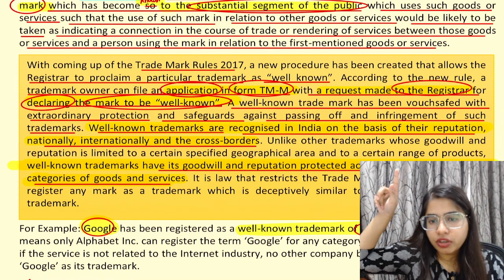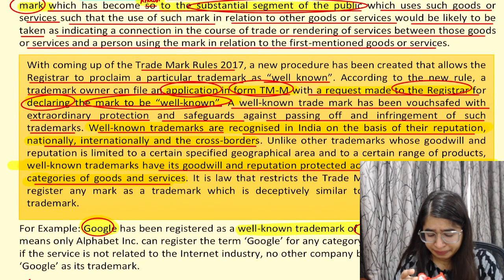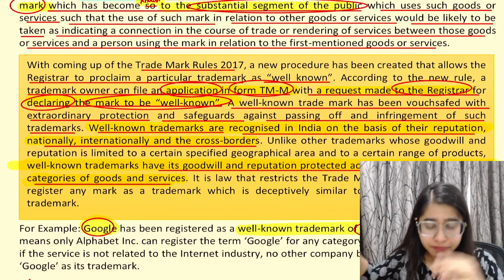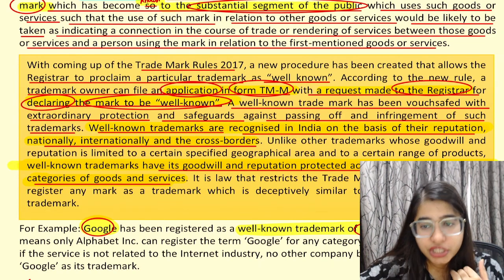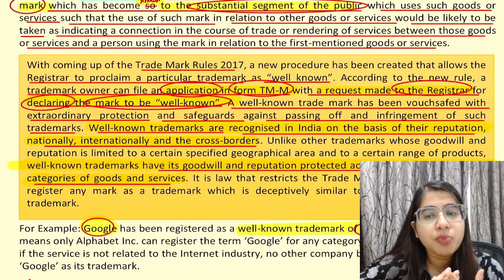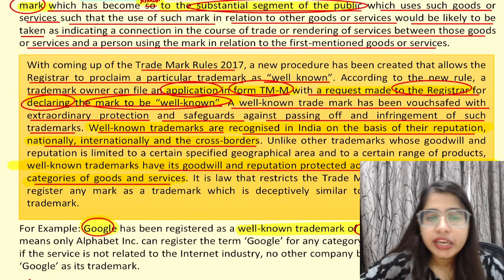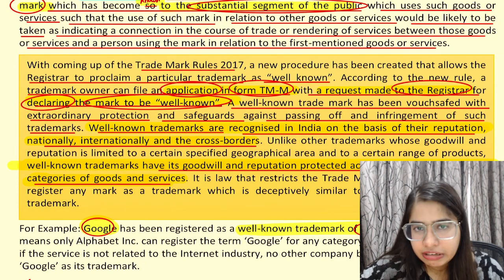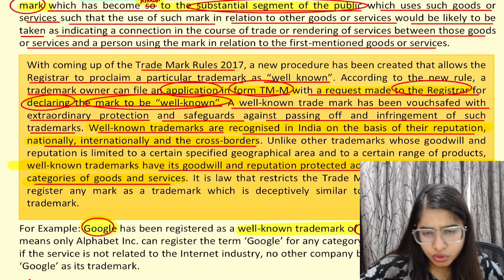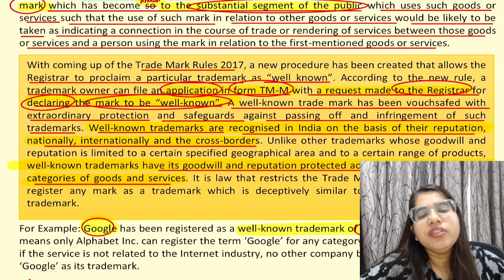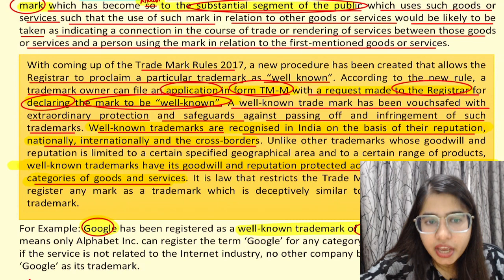Now see the second highlighted point. Well-known trademarks are recognized in India on the basis of their reputation: nationally, internationally, cross-border. National reputation means you are known in India only, you are not famous outside India. Internationally and cross-border means you are not famous only in India, you are famous all over the world, even outside India, in China, Japan, America, Australia. So a well-known trademark means a trademark which is famous globally, in India and outside India, cross-border, and has the reputation.